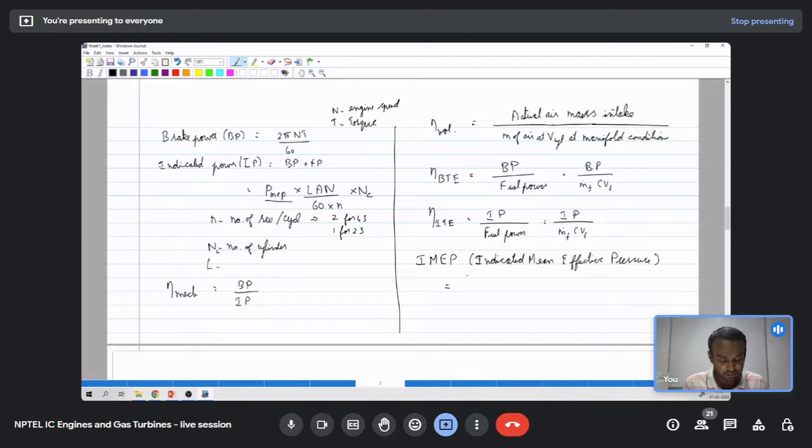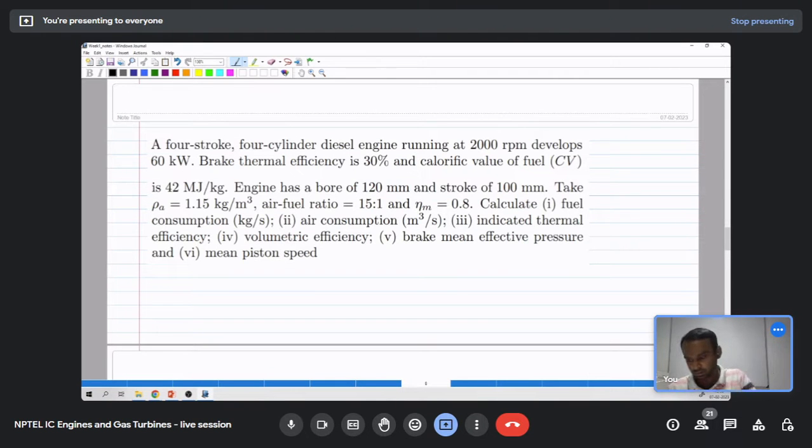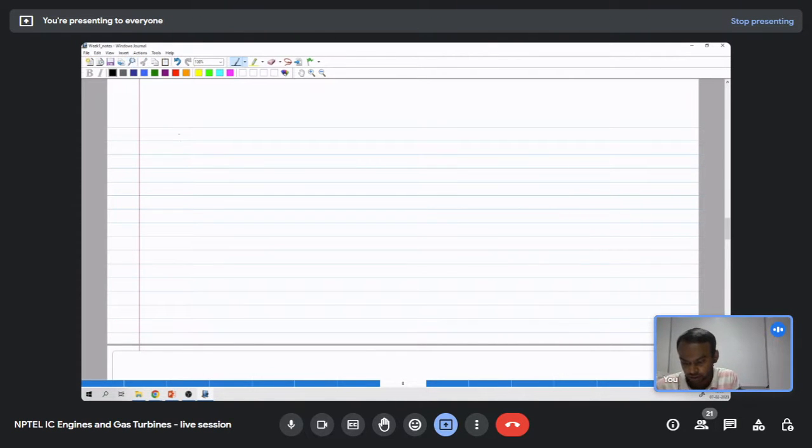Okay, so mean effective pressure is defined as work done per cycle divided by displacement volume. So this work done is obtained by integral P dV divided by displacement volume. So how do we obtain this integral P dV? So we have the pressure volume curve. I think you would have seen this pressure volume curve.